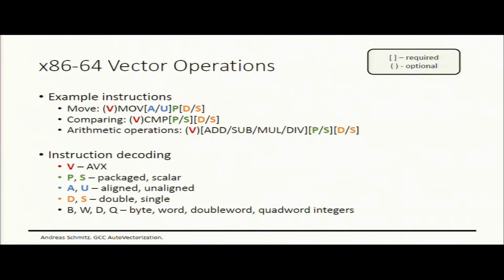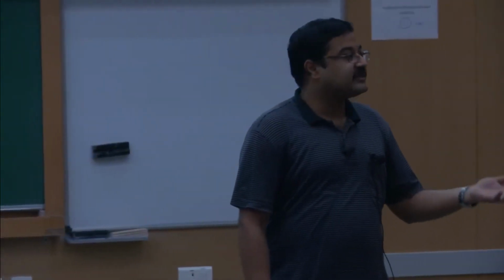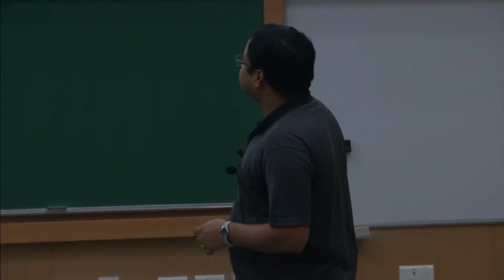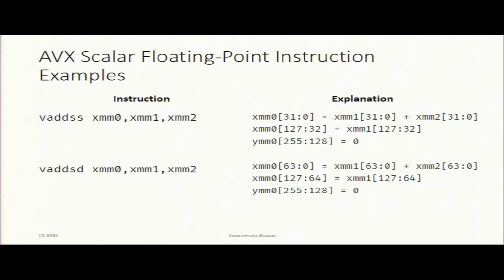P or S stands for whether it is packed or scalar. That means whether it is a vector operand or a scalar operand. Scalar operand means only one. And then D and S, the last one, stands for whether it is double precision or single precision, right? So by looking at the instruction, you can find out what type of data it is operating on. Okay, so we have it over here. For example, if I have a vmovss or a vmovapd, that means it is a vector move, aligned, packed, and double precision, right? Okay, so this can be one example that we look at.